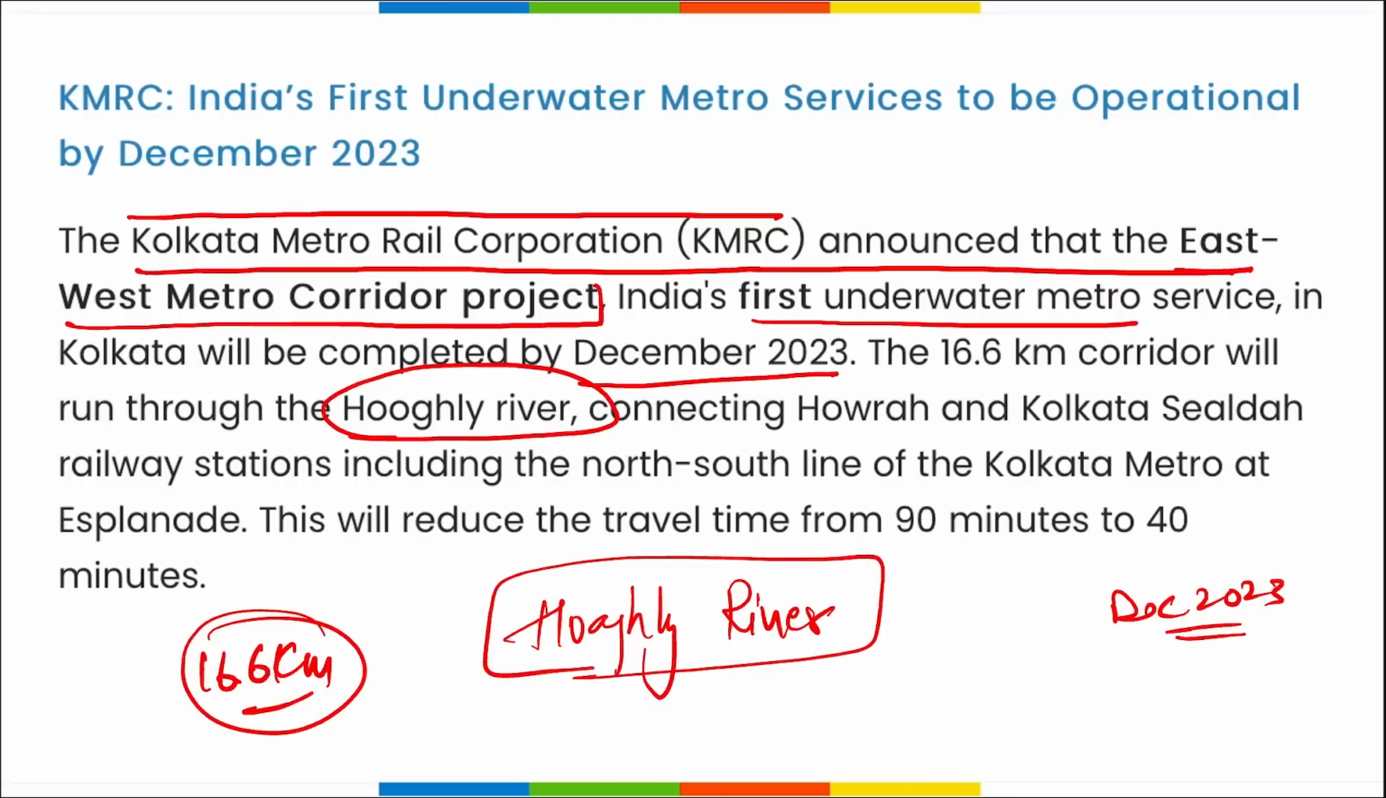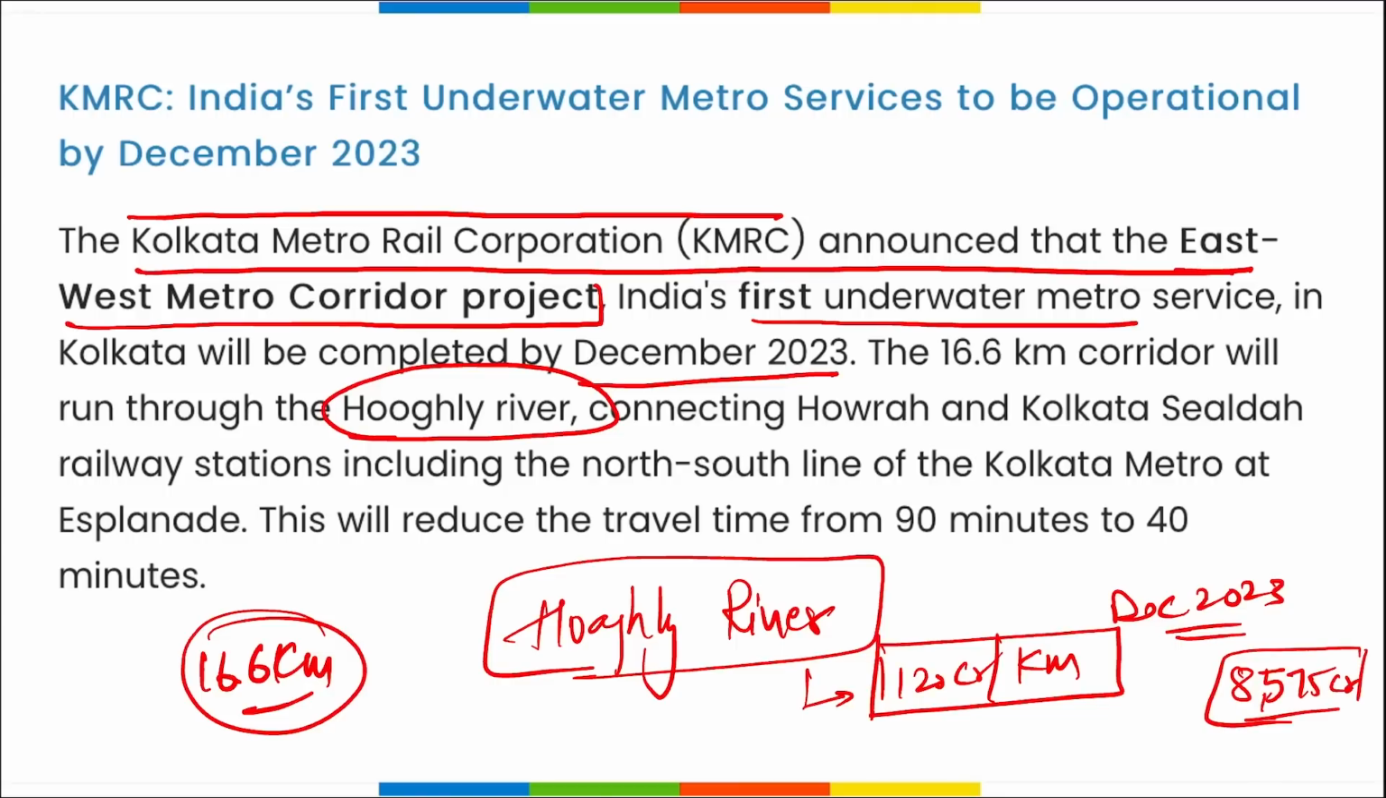Also, if we are developing this metro underwater, then the amount of money that will be spent will be more. Here 120 crore rupees per kilometer is being spent to make this project, and the total estimated cost of this particular project is around 8,575 crore rupees. It is India's first underwater metro service, that is in Kolkata. If the state is asked, West Bengal.